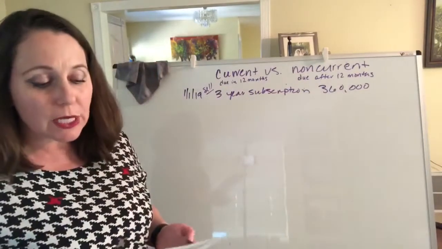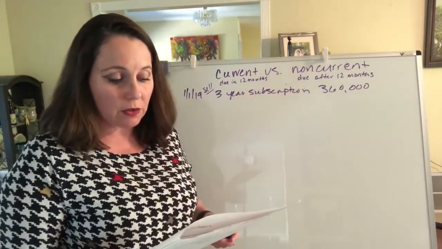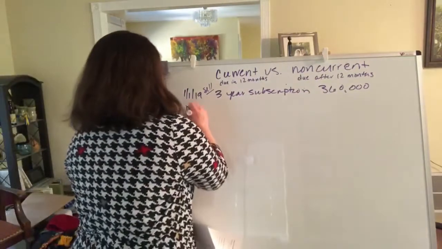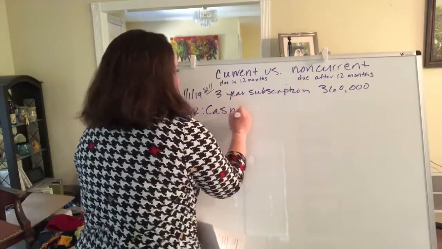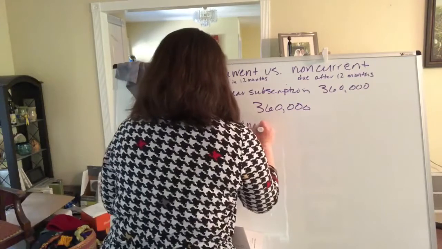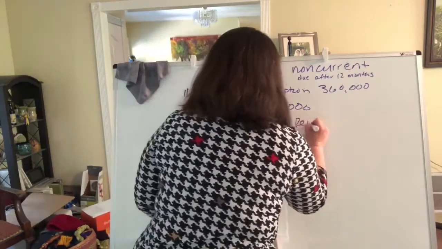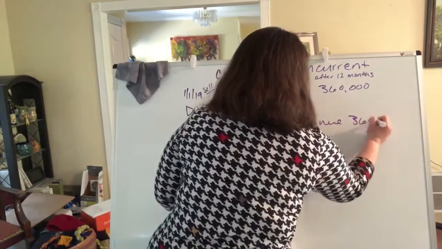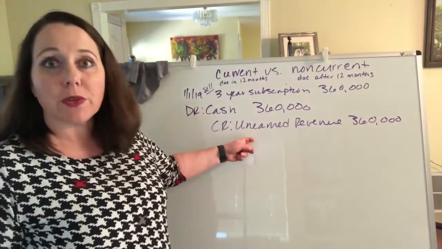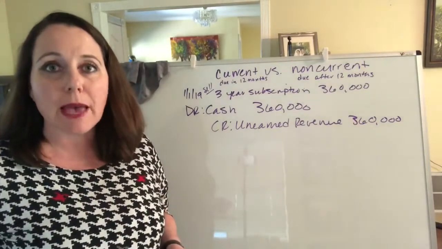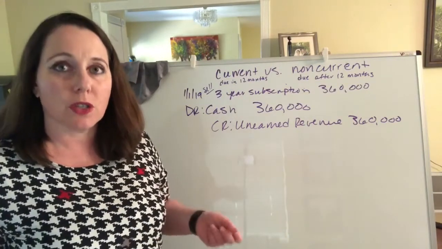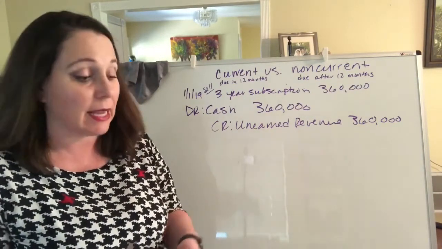On 1/1/19, we're going to sell a 3-year subscription for $360,000. Okay, so at the time of the sale, we're going to debit cash $360,000 and we're going to credit unearned revenue $360,000. Remember, unearned revenue is a liability and we're going to credit the liability because we have not performed the services yet. Whatever the subscription covers, we haven't done it yet.